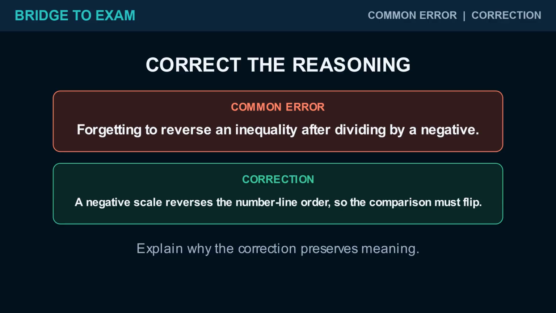Watch for this common error: forgetting to reverse an inequality after dividing by a negative. Correction. A negative scale reverses the number line order, so the comparison must flip.